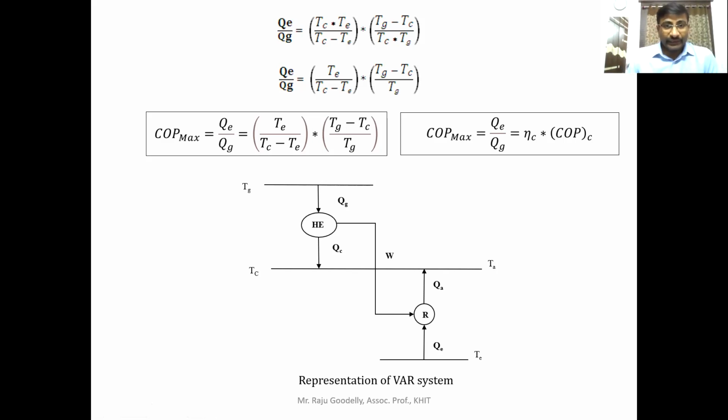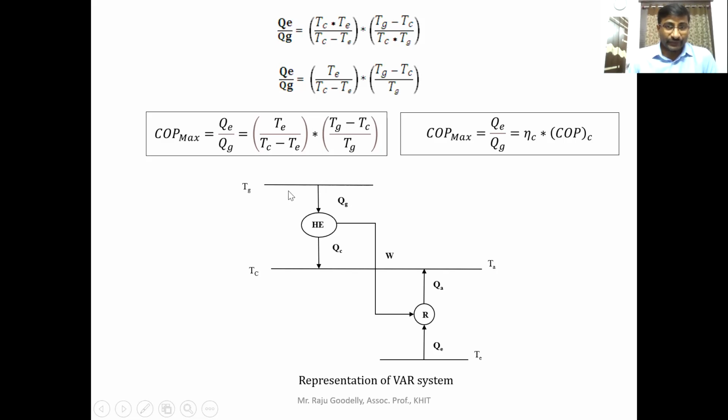Clear? Here, the heat engine operates between TG and TC. Therefore, its efficiency is work done divided by heat supplied, the net heat supplied. W is the work produced by the heat engine. QG is the heat supplied, W is the work done. Work done can be written as QG minus QC.